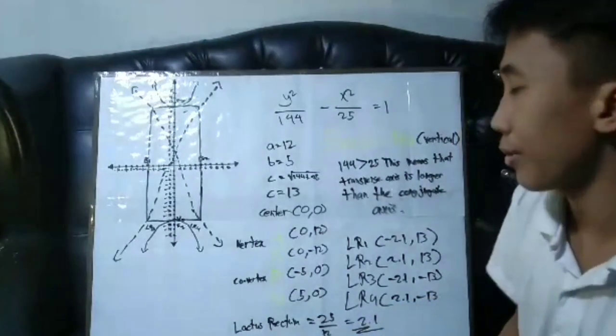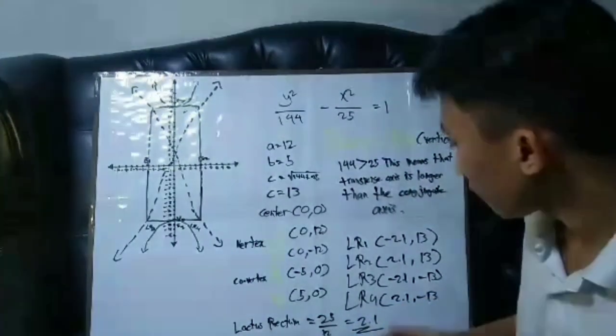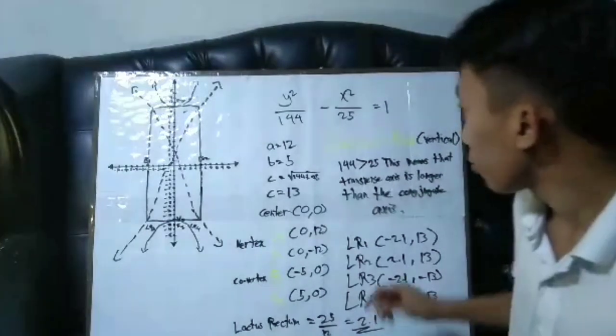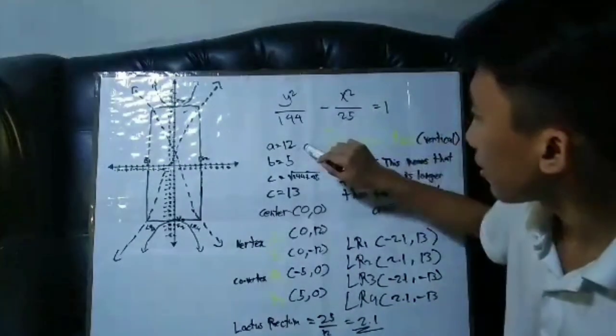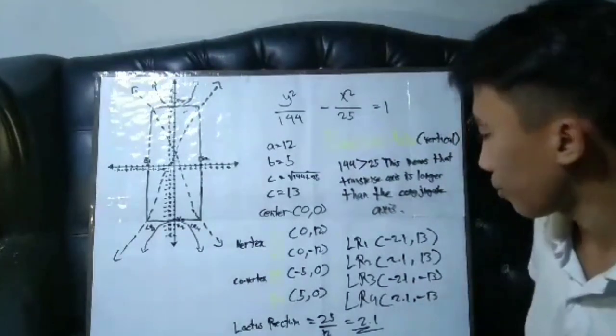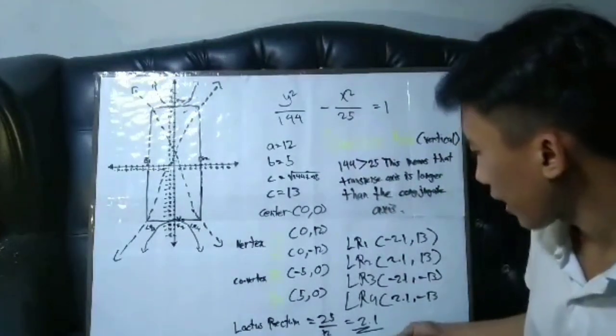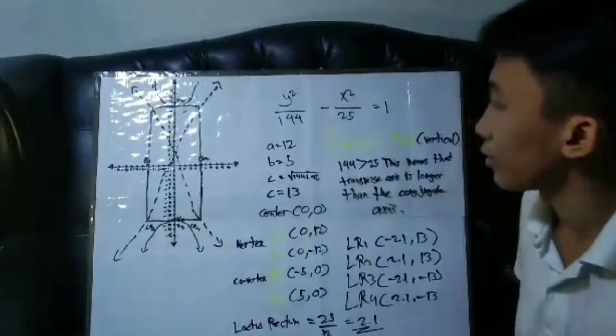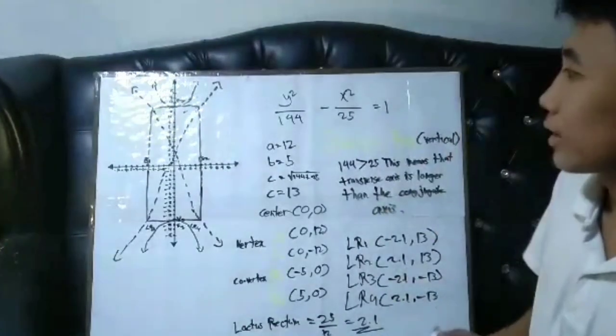So, paano ba kunin yung latus rectum? Ang equation natin is B squared over A. So, 25 divided by 12, so the answer will be 2.08. Pero pag niround off siya, kaya siya magiging 2.1. So, punta na tayo sa graph.